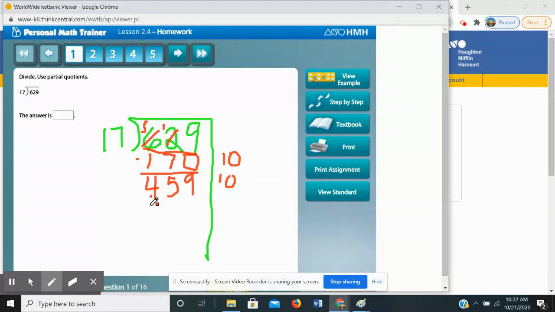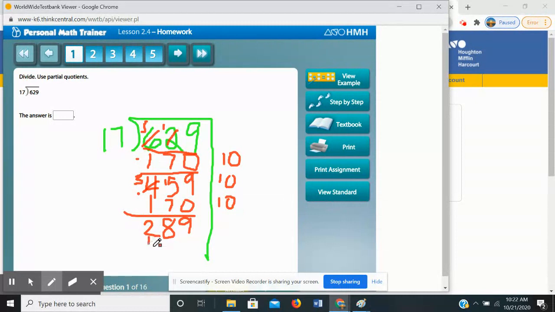17 times 10 still brings me to 170. Subtract again. 9 minus 0 is 9. This becomes a 15. I borrow it from here. 15 minus 7 is 8. 3 minus 1 is 2. I'm going to continue with my multiples of 10 again. I'm going to do another 10.